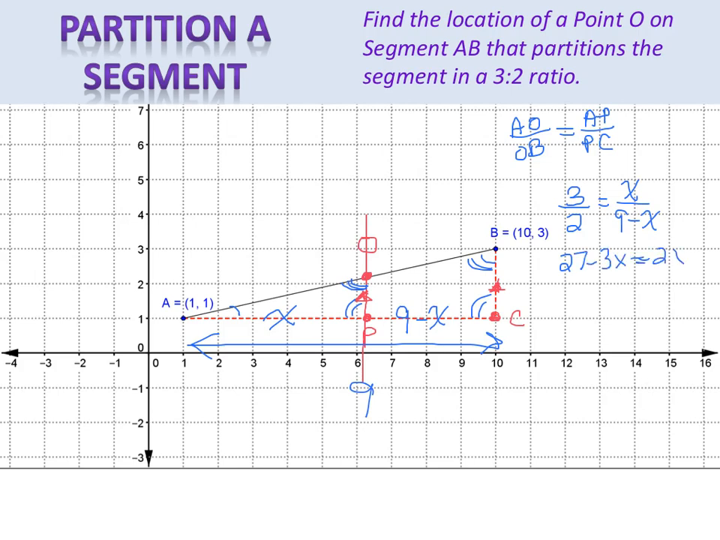That's an equal sign. I'm going to add 3x to both sides, and I get 27 equals 5x. I'm going to divide both sides by 5, and I end up with 5 and 2/5. Just for convenience's sake, I'm going to turn that into a decimal, which is 5 and 4/10. So we now know that this length here is going to be 5 and 4/10.